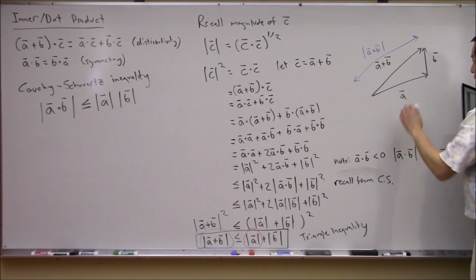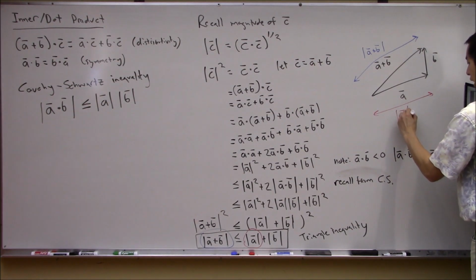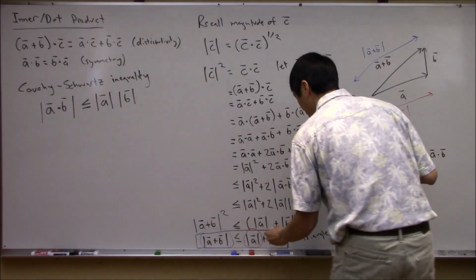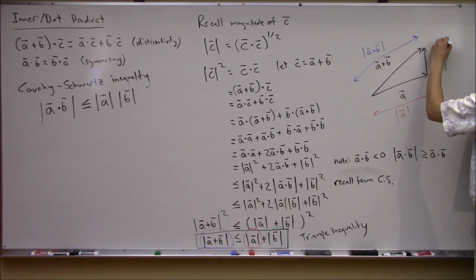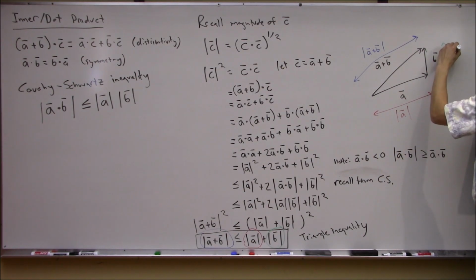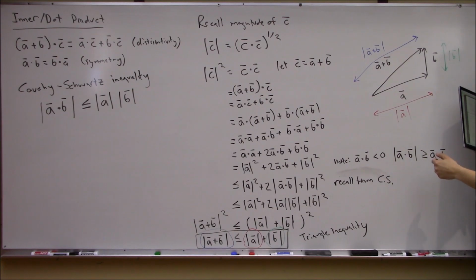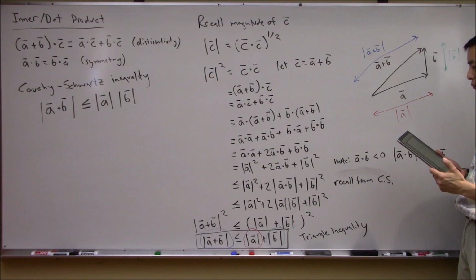That's the length of A, this distance right here, this red thing. This is the length of vector A. And then finally, you've got green over here, which is B. The length of B is this distance right here, the magnitude of B. So here's a good picture for a triangle. Going from here to here, it's shorter to go directly than to go this distance and then travel this distance. So that's where we get our triangle inequality.